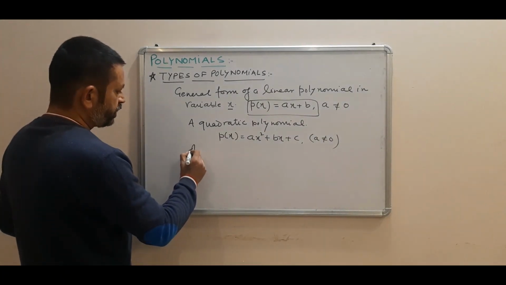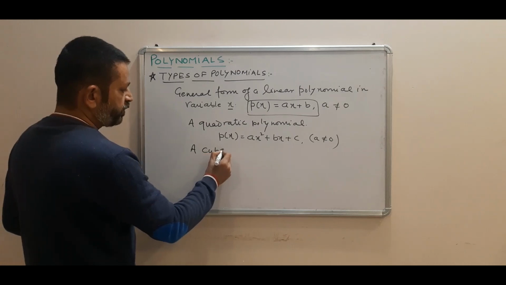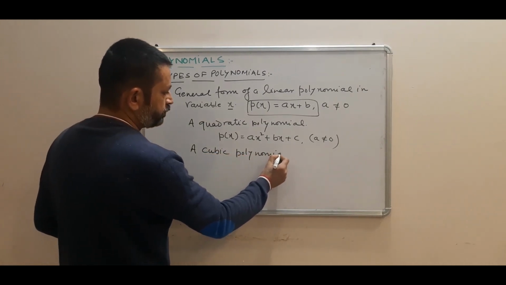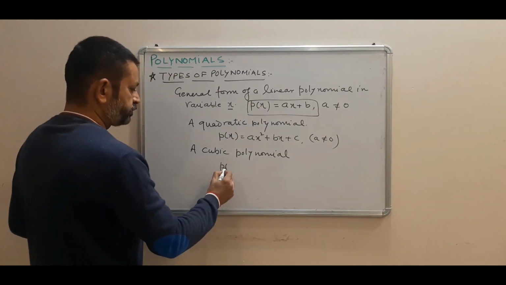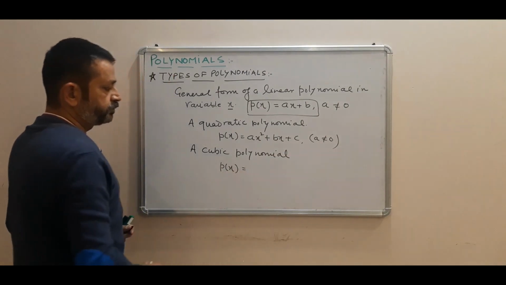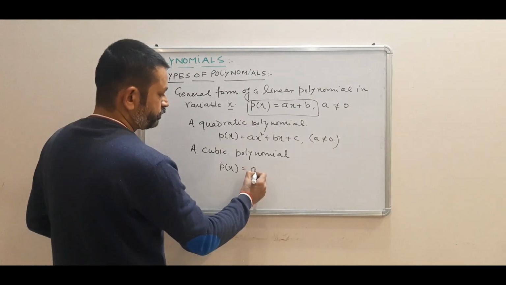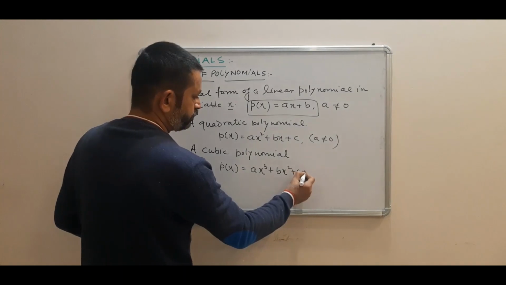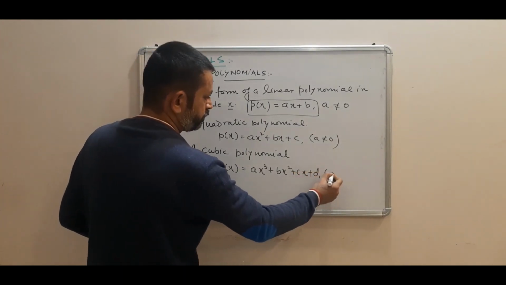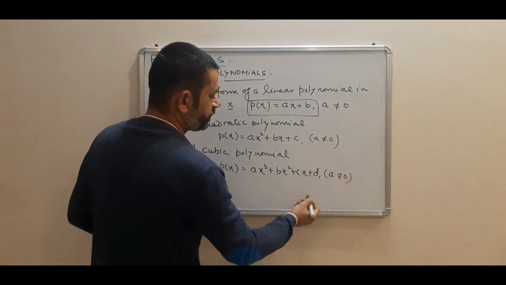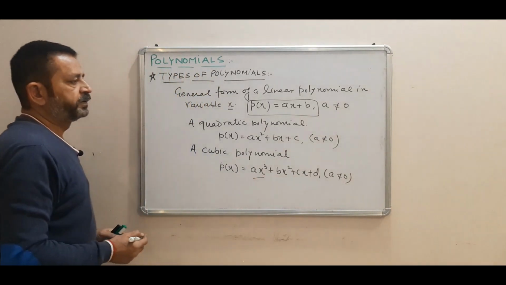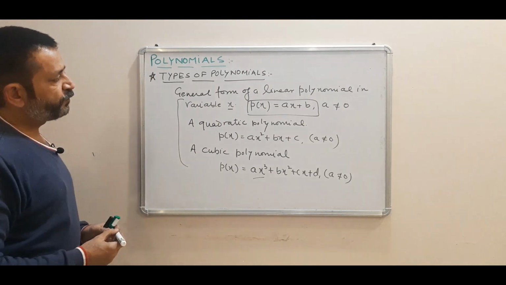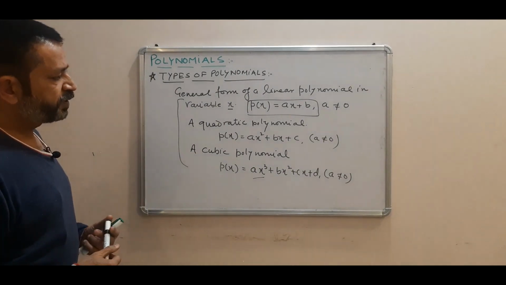And a cubic polynomial, provided a is not equal to 0, because only then it will be a cubic. So just remember all these general forms of linear, quadratic and cubic polynomials.